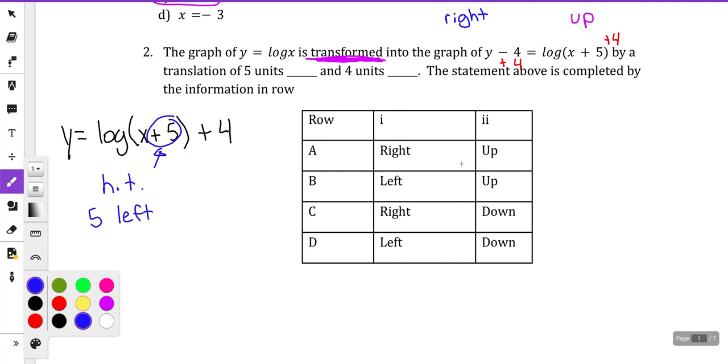The plus 4, so anything that's being added or subtracted outside the function is a vertical. So this is a vertical translation, and this would be 4 units up, because it's positive. Positive means upwards for our verticals. The correct answer here is B. I moved left and up. Cool.